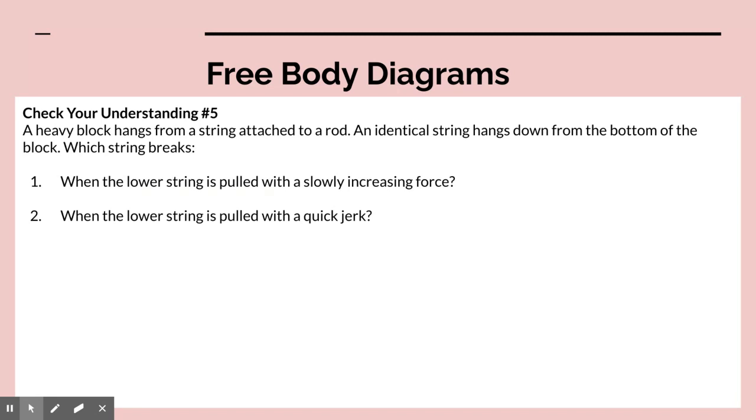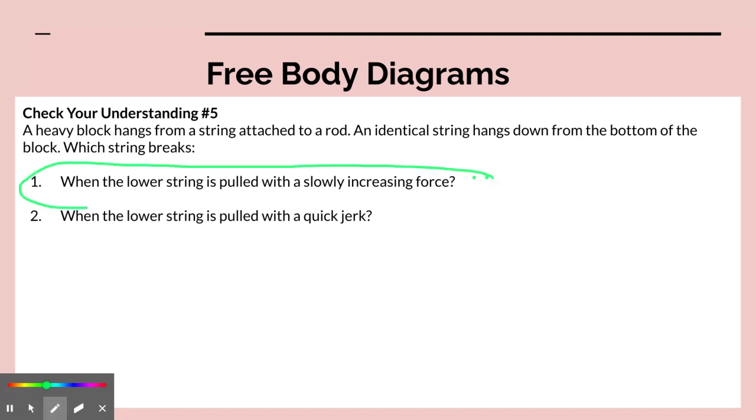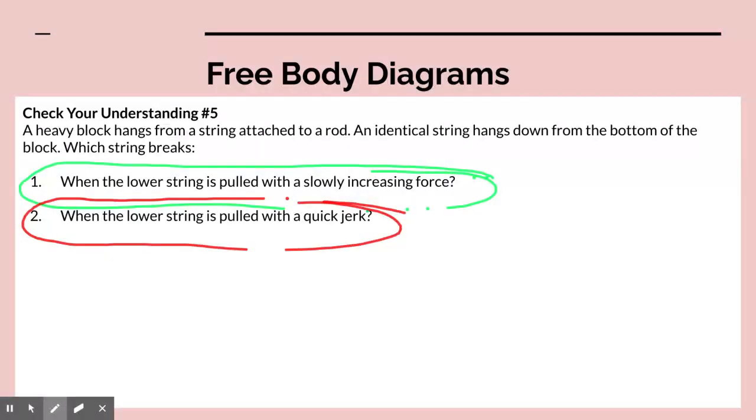Okay, so what we should know here is that the lower string that's being pulled slowly, this is the string that will not break. Okay, it won't break. So we'll circle this one in green to say, yay, you won't break. But of course, that must mean then that the lower string with a quick jerk will break. Now, why does it break? For the most part, we can imagine this because I'm sure we've done this before.